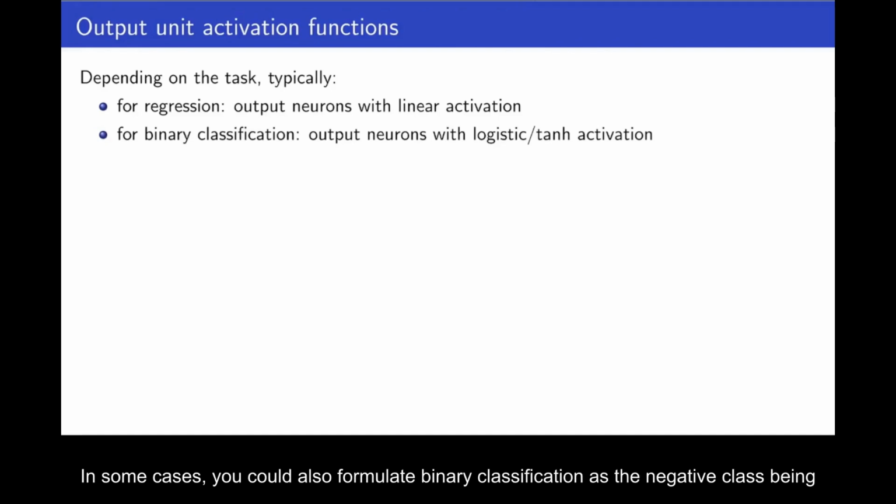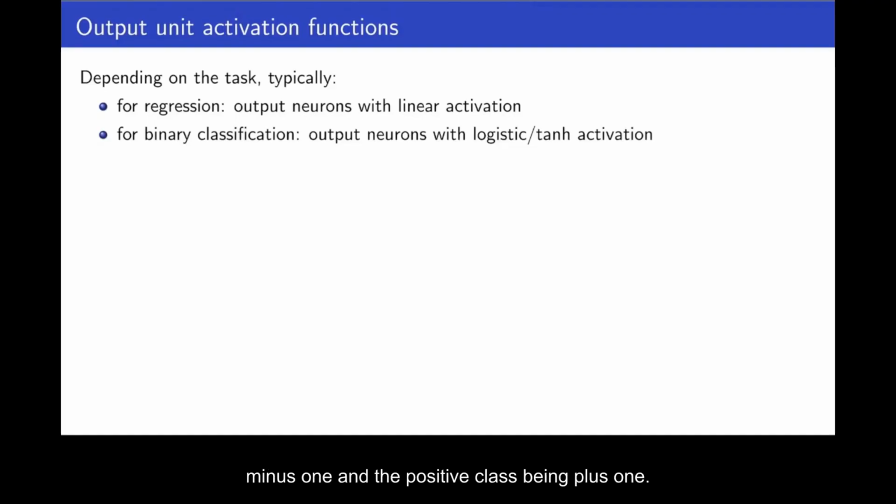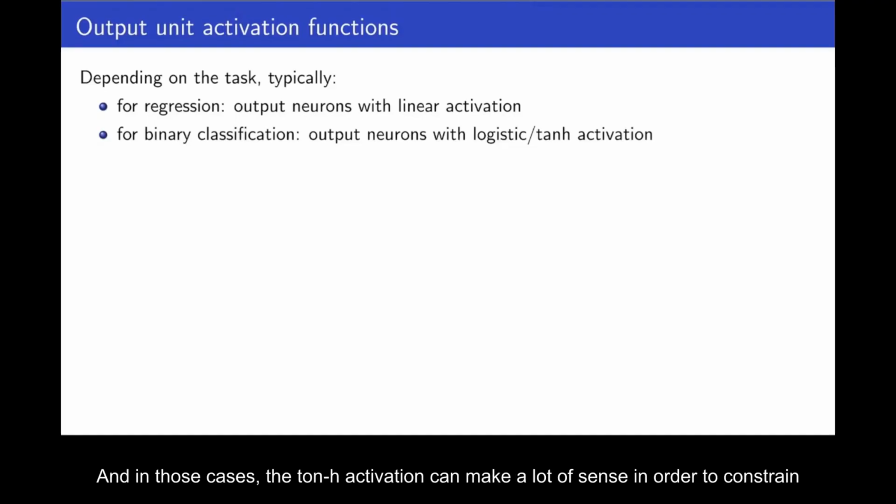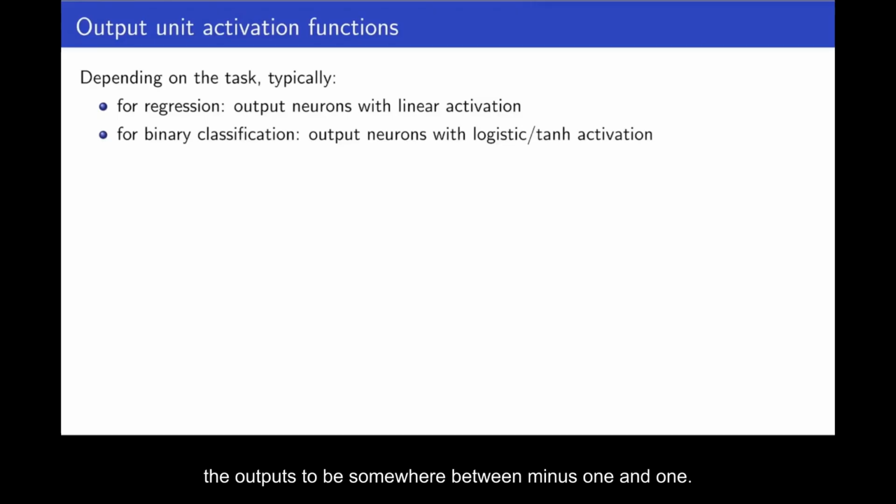In some cases, you could also formulate binary classification as the negative class being -1 and the positive class being +1. And in those cases, the tanh activation can make a lot of sense in order to constrain the outputs to be somewhere between -1 and 1. But typically, you use a logistic activation for binary classification.